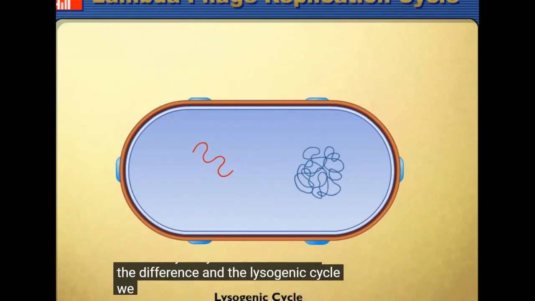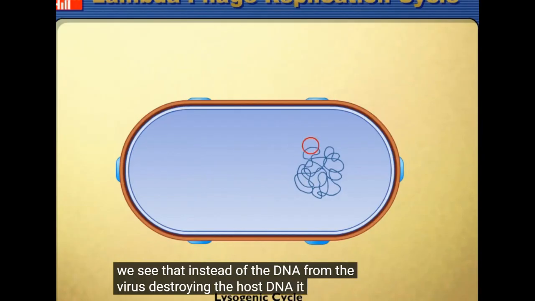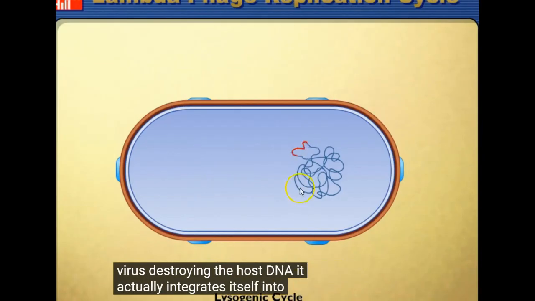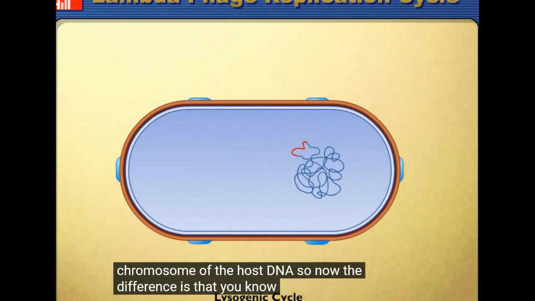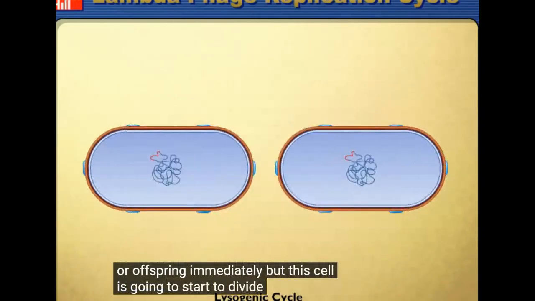In the lysogenic cycle, instead of the DNA from the virus destroying the host DNA, it actually integrates itself into the chromosome of the host DNA. So now the difference is that there is no destruction yet. The beautiful thing for the virus is that it's not going to be making a lot of its babies, for lack of a better word, or offspring immediately, but this cell is going to start to divide, and it's going to divide zillions of times.